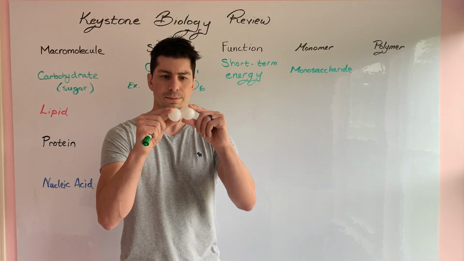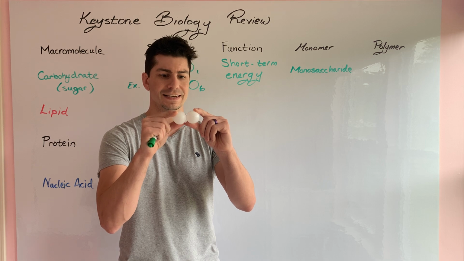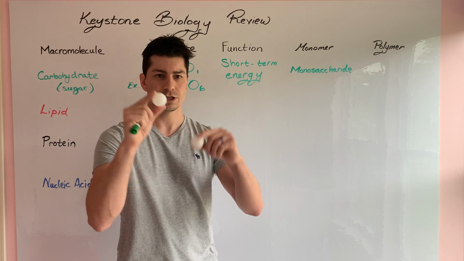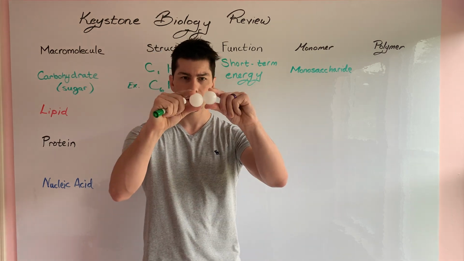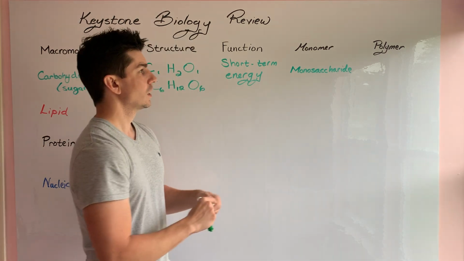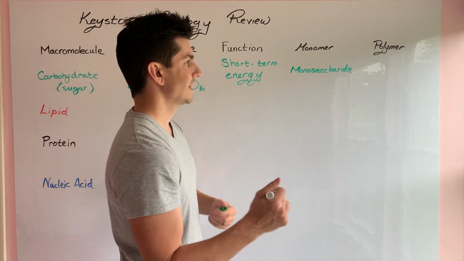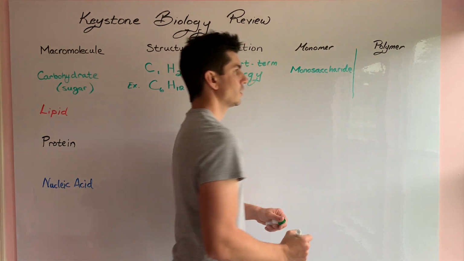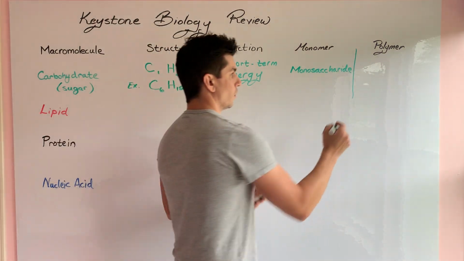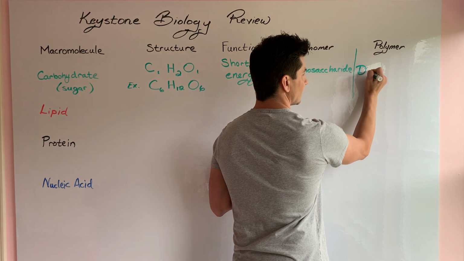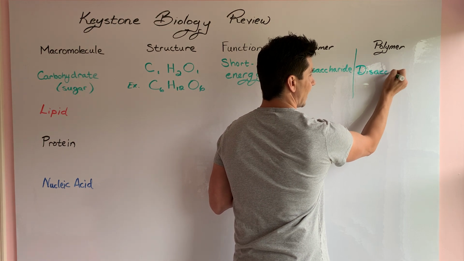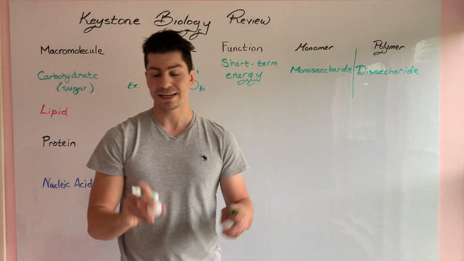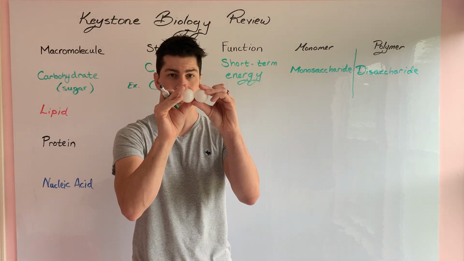Once we start to put these monosaccharides together, or once we put these monomers together, we now get a polymer. So monomer, monomer, polymer, okay? For our carbohydrates, the polymers, let me draw a little line here in between, we're going to have two of them. So when we put two monosaccharides together, we get a disaccharide, okay? All a disaccharide is, guys, boom, two monosaccharides put together.